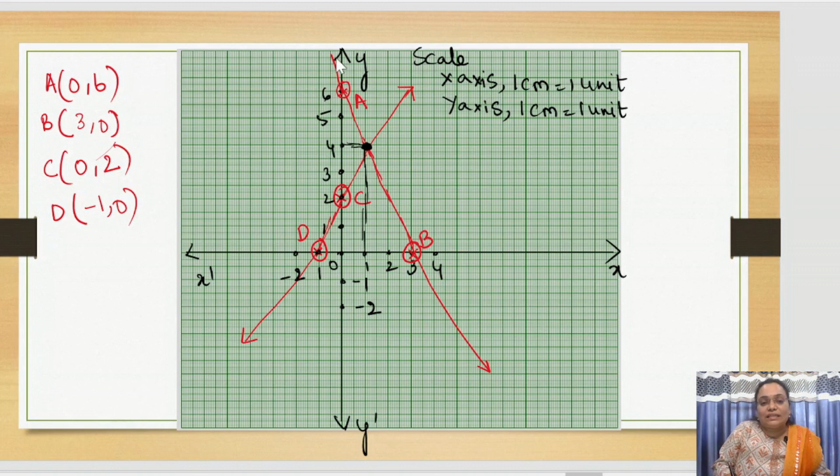From the graph, we can say that these 2 lines are intersecting lines. Intersecting lines has one unique solution. So this is the common point and it is P of 1 and 4. So this is the solution of the given pair of linear equations. Okay.